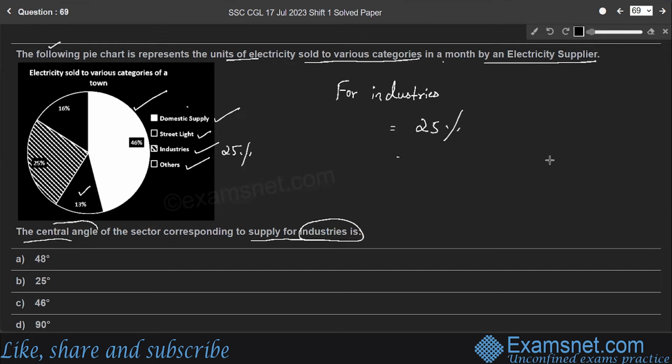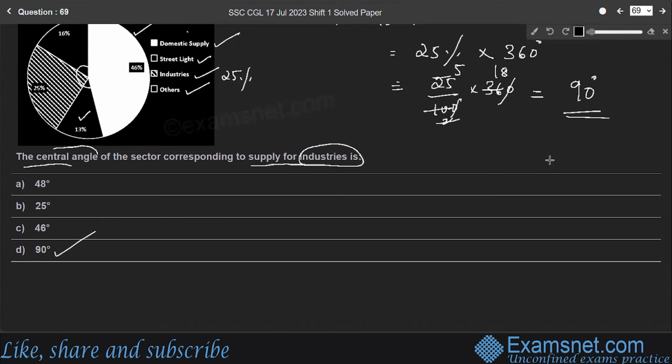Therefore, the central angle becomes 25% of the total angle of the pie chart, which is 360 degrees, right? The center of the circle is 360 degrees. Therefore, 25% means 25 by 100 into 360. Therefore, 5 into 2, 5 into 5 and 2 into 18. So 90 degrees is the central angle of the sector corresponding to supply for industries. So look at the options. Option D is the right answer.